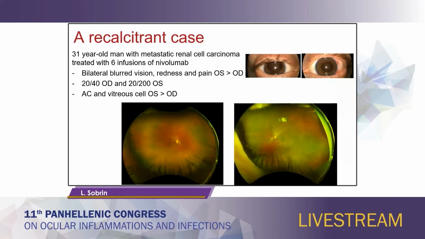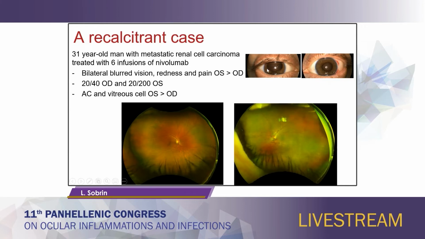But not all cases go so well. This is a case of a 31-year-old man who had metastatic renal cell carcinoma. He had been treated with 6 infusions of nivolumab. At that point, he presented with bilateral blurred vision, redness, and pain, which were worse in the left eye than the right eye. He was 20/40 in the right and 20/200 in the left.